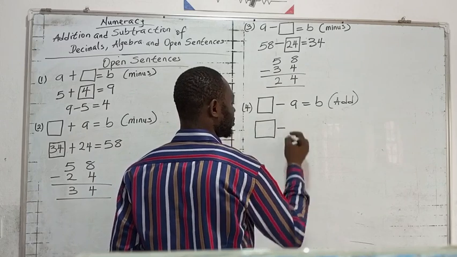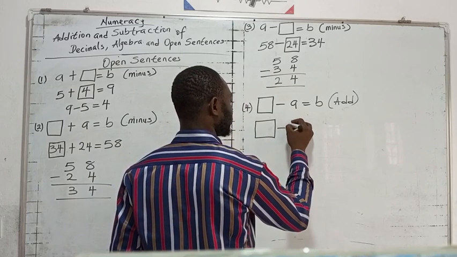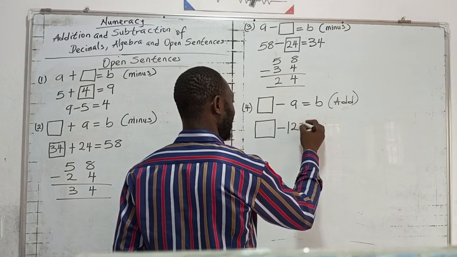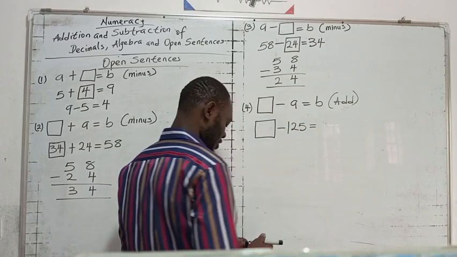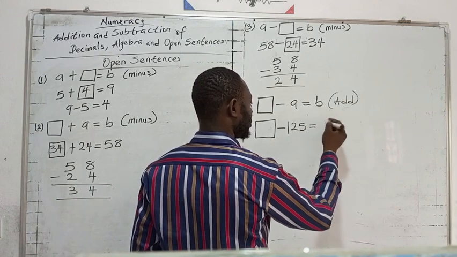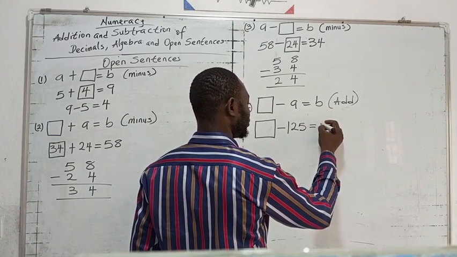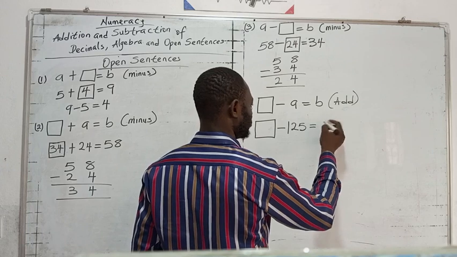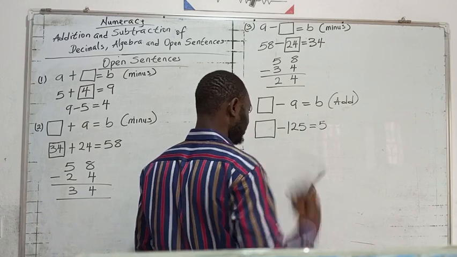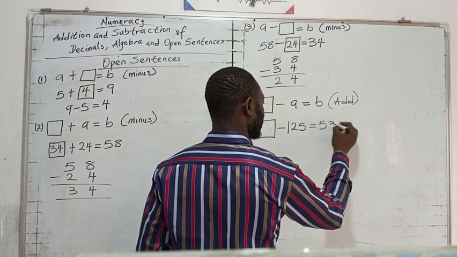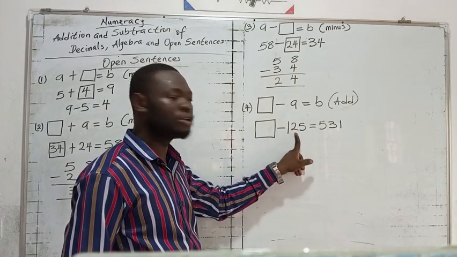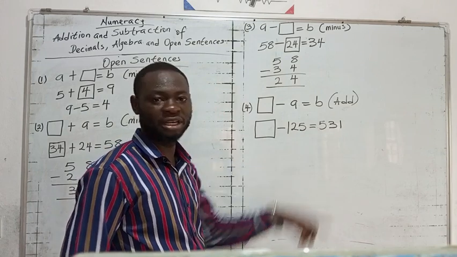For example, what will you use to minus, box minus 125, will give me, no matter the number, 531? So we are looking for a number that when it subtracts 125, the answer becomes 531.